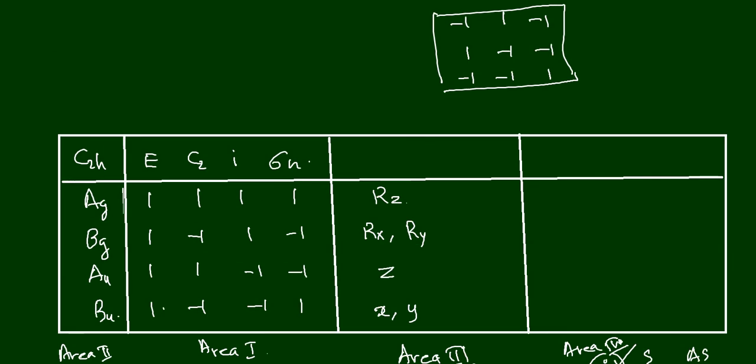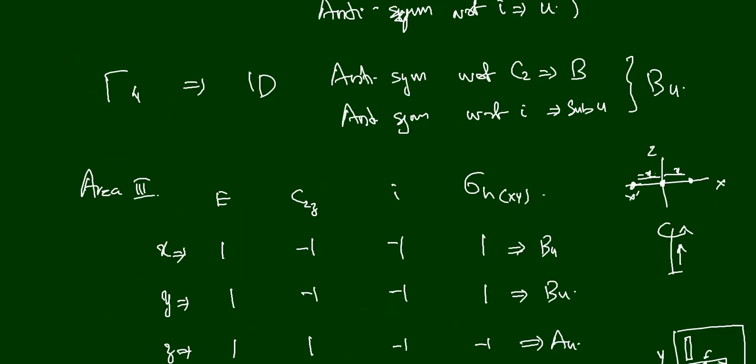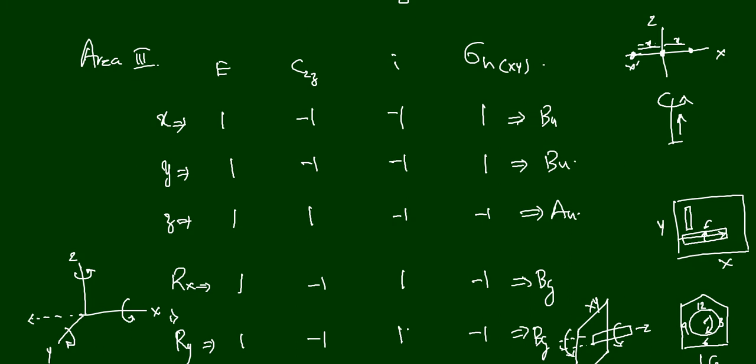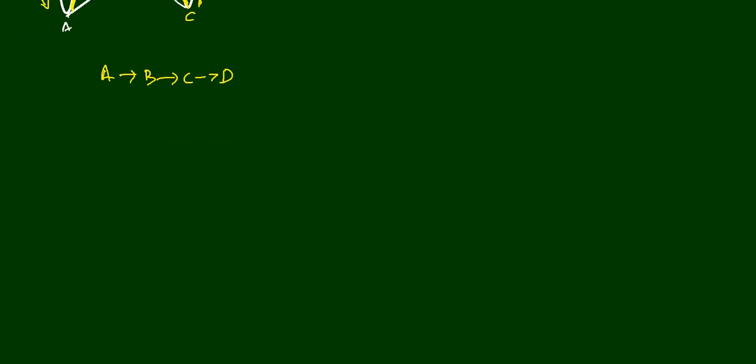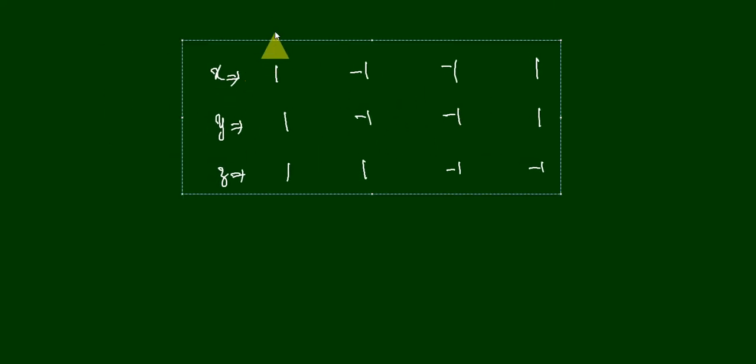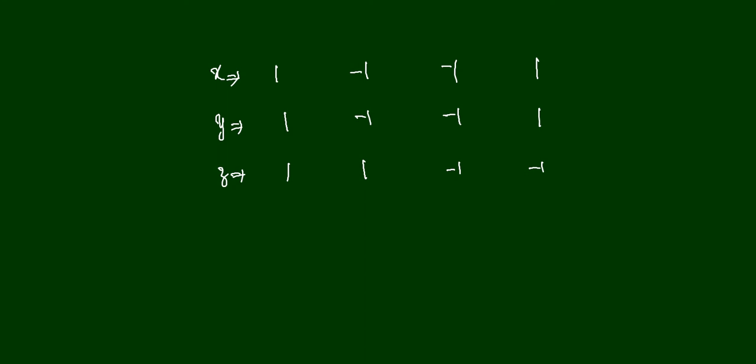This is very easy now because we already have x, y, z here. So we can take the binary products from here. So let me copy this from here for x, y, z, and take the binary products directly. So this belongs to x, y, z. E, this one C2, this one I, and this one sigma h.